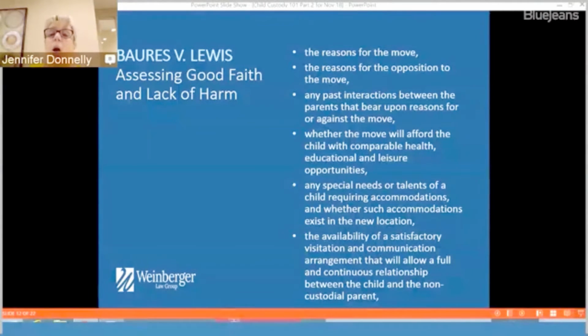Again, the reason for the move, the reason why the other parent is opposing the move, what your past interactions have been like between the two of you, and whether you'll be able to co-parent from a distance, whether the move, again, will afford your child the same health, education, leisure opportunities, if your child has any special needs or talents that may or may not be accommodated in the new state, the availability of a satisfactory visitation and communication arrangement that will allow, again, a full and continuous relationship. How are we going to do that? That's why the parenting plan is so important, for you to lay out how your child is going to see their other parent and those other sort of alternative modes of communication. The more exposure, the more communication, the better.